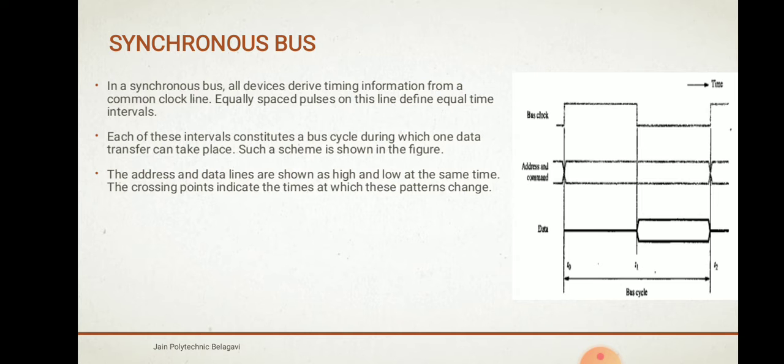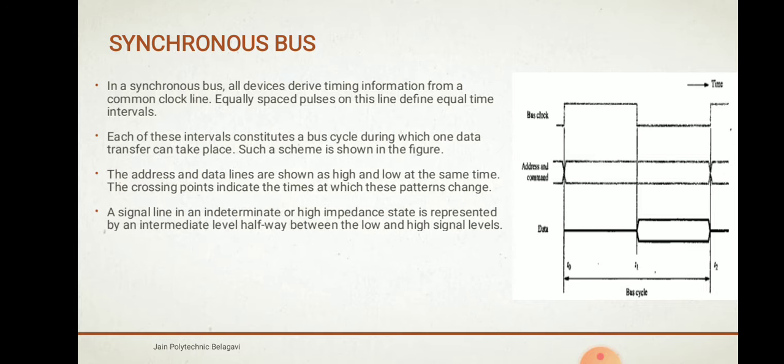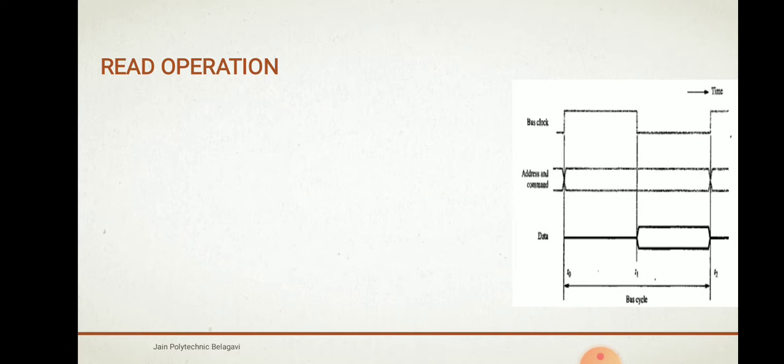Now the address and data lines are shown as high and low at the same time. As you can see here, the address and data lines are at the same level. The crossing points indicate the times at which these patterns will change. A signal line in an intermediate or high impedance state is represented by an intermediate level halfway between low and high signal.